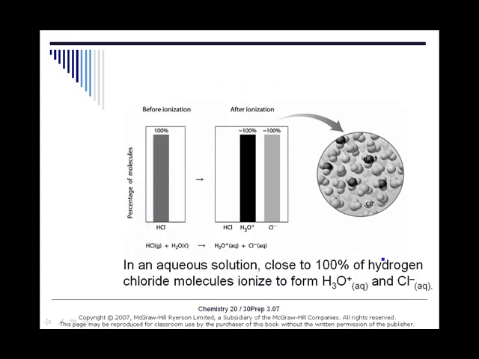So for a strong acid, here's the idea. We have a solution of hydrochloric acid, right here. When you add it to water, none of those molecules stay as hydrochloric acid. Every single molecule of HCl breaks apart to form hydronium and chloride. So 100% of them dissociate.